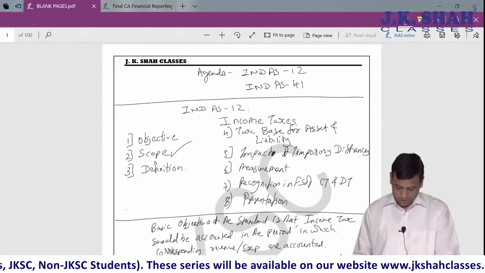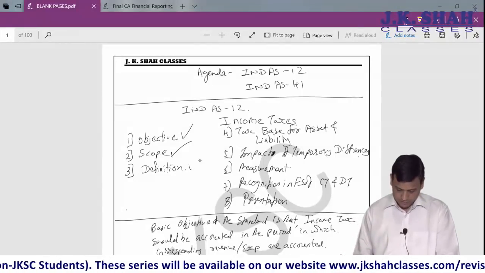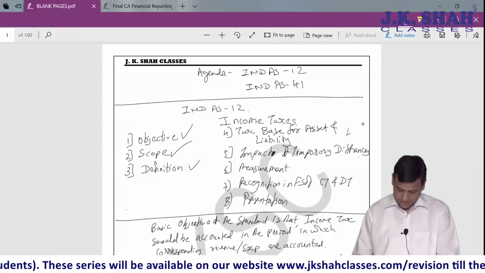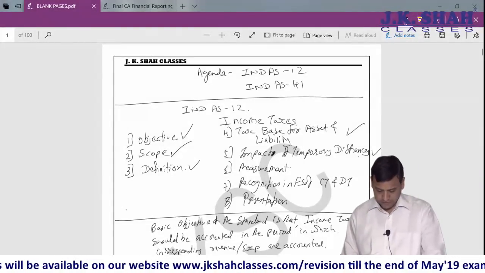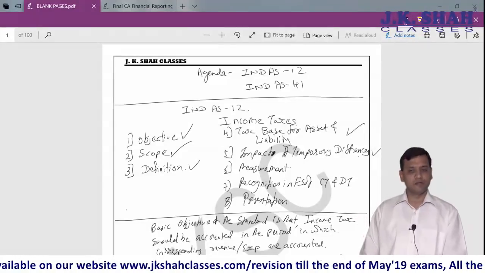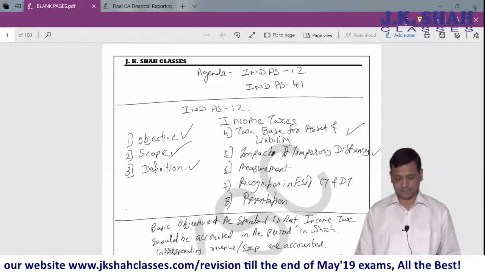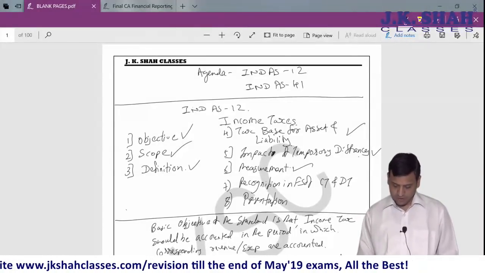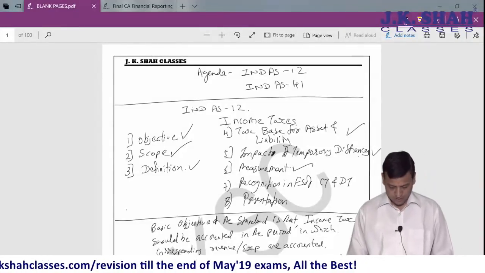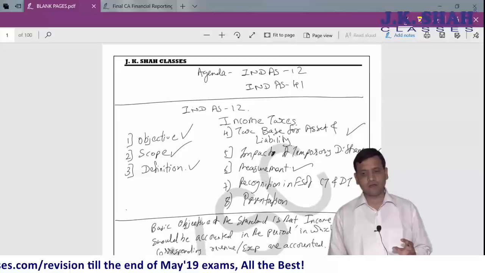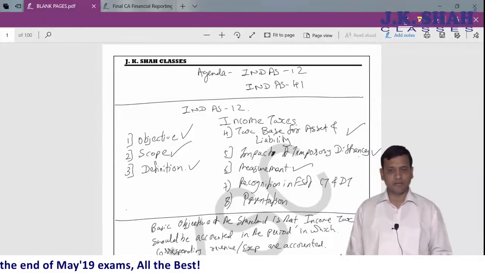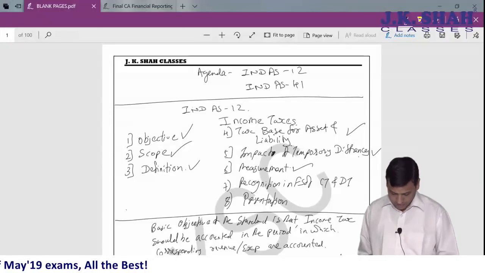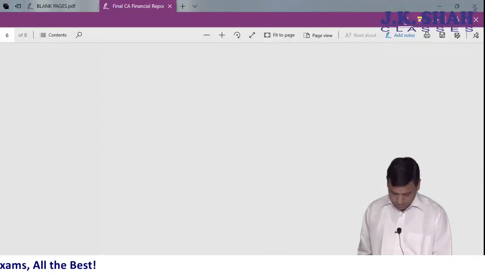So the objective definitions, what is the tax base of an asset, tax base of a liability, we completed. What is the impact of temporary difference, deferred tax asset and deferred tax liability, we learned. Then we also completed the measurement part. So this was the broader idea with respect to what we are going to learn today, in which we have already completed point number 6. Now I move on to another question.